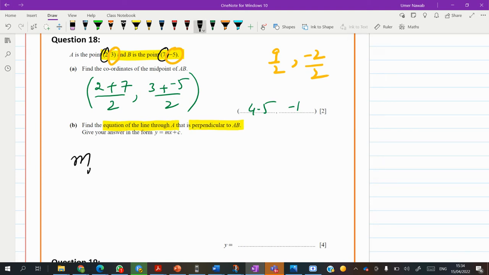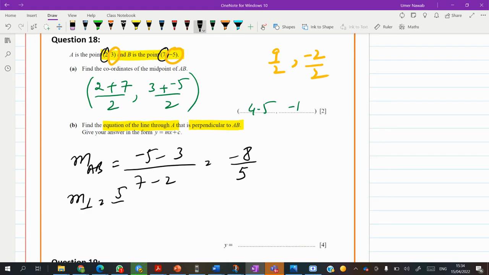What is the gradient of AB line? Minus 5 minus 3 over 7 minus 2, so minus 8 over 5. Minus 8 over 5 is the gradient of AB, but the perpendicular gradient will be 5 over 8.